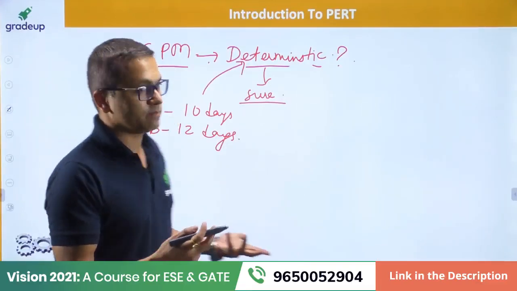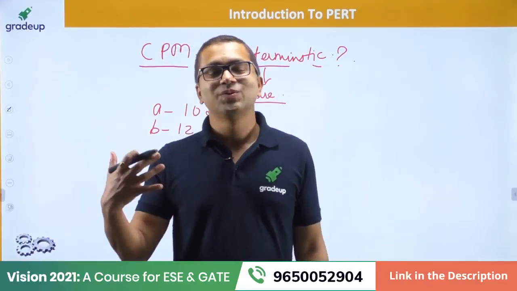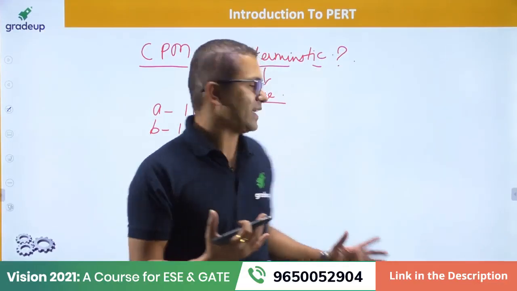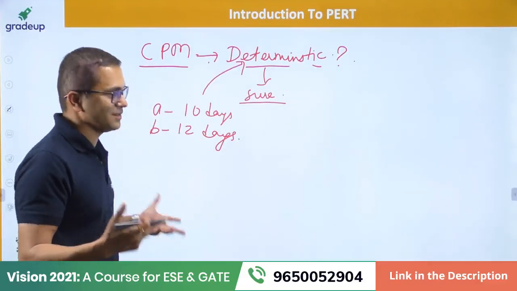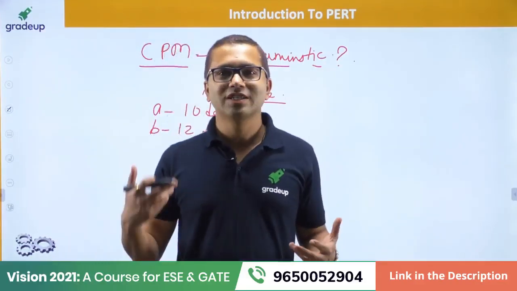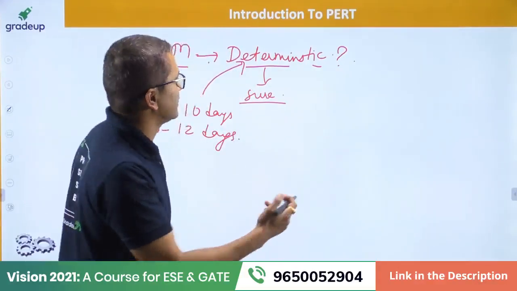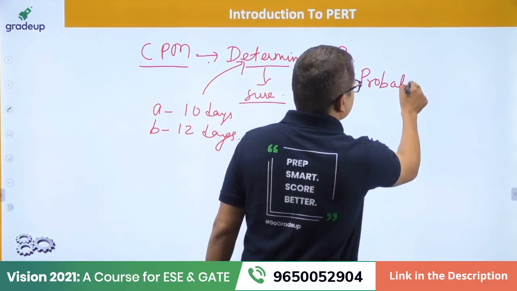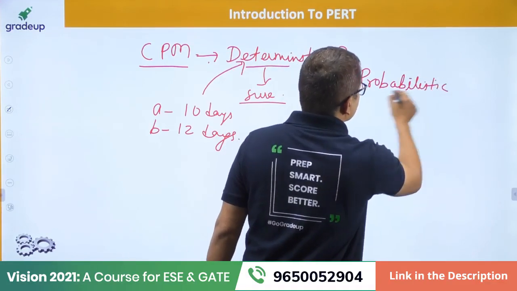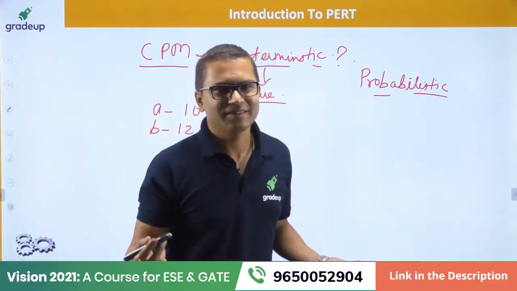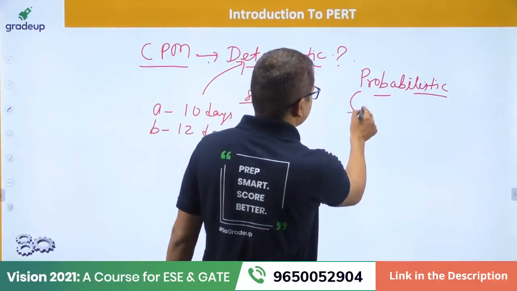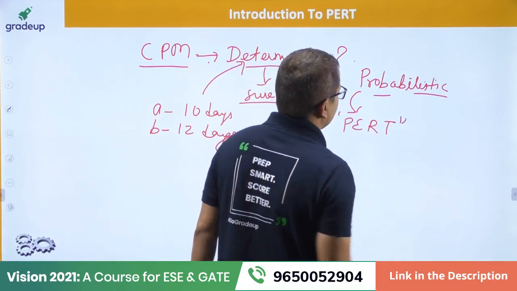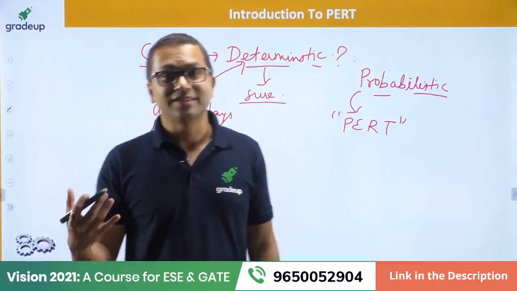But what if you are a new builder and you want to make a new building? Then you don't know that activity A takes 10 days or that activity B takes 12 days. So we always talk in terms of probabilities. We say probabilistic models, because we are not sure. So for that we do PERT, Program Evaluation Review Technique, and we talk in terms of probabilities.